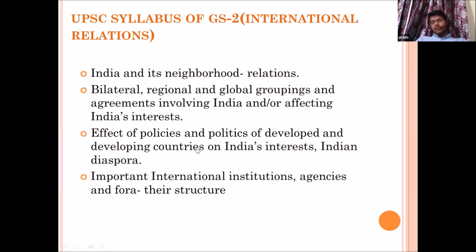And then coming back to the fourth component, there are important international institutions, agencies, and fora, their structure. So this is also important. And in this, majorly UPSC is concentrating on institutions that are in the news. For example, World Health Organization.